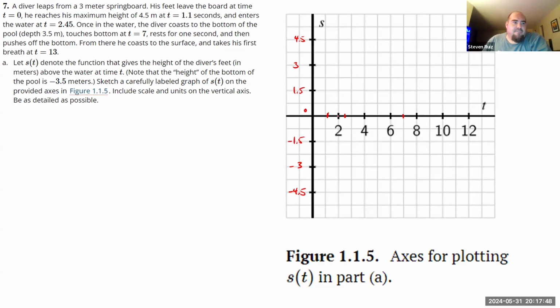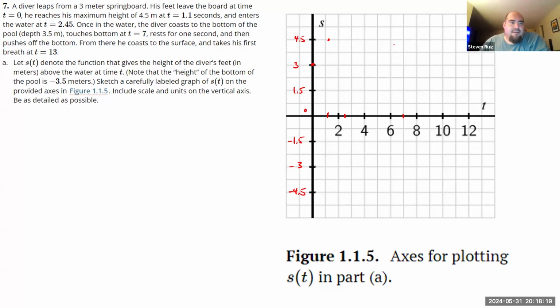So let's talk about some key points here. He leaves a 3-meter springboard at time equals 0. So at t equals 0, my height is 3 meters. Then I reach a maximum height of 4.5 at 1.1 seconds. So 1.1 seconds, that's about here. Basically, I am just populating these points based on the information I'm given, one by one.